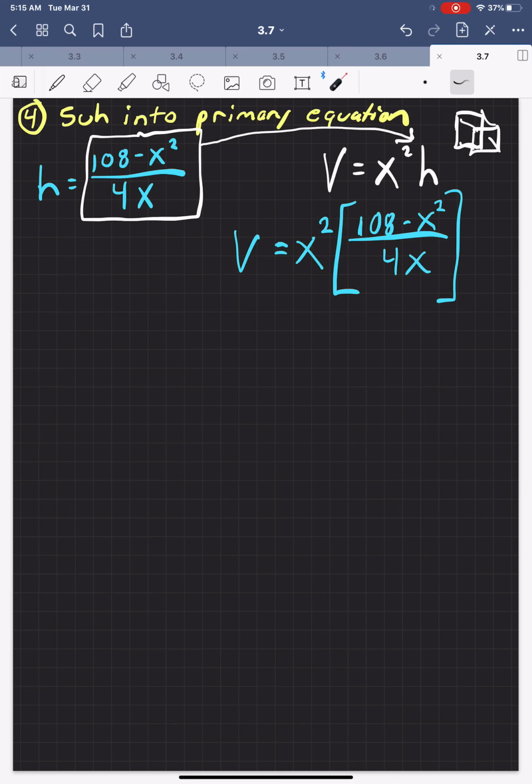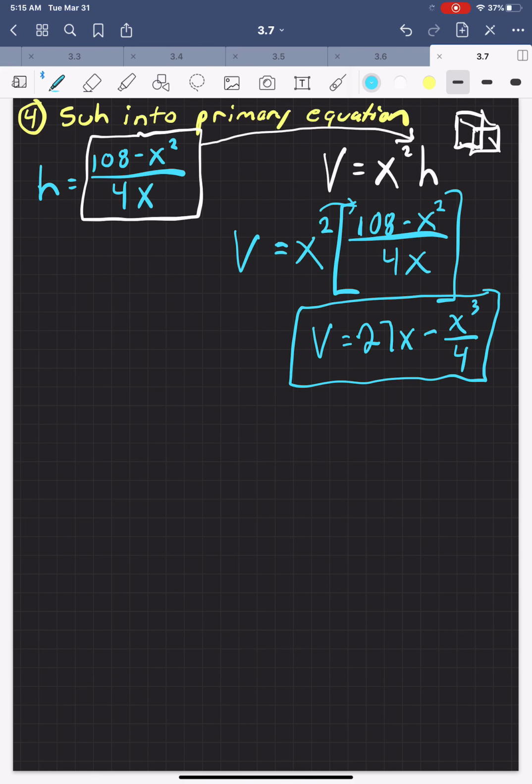So I'm going to go ahead and distribute this equation so that it makes my work for step 5 a little bit easier. So what does v actually equal? V is going to be equal to, if I distribute this x squared and break up the fraction, 27x minus x cubed over 4. All right, there's my new volume formula. Ready? Let's go to step 5.